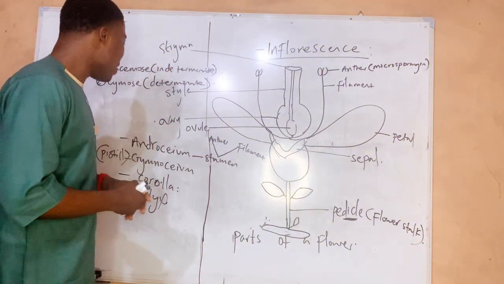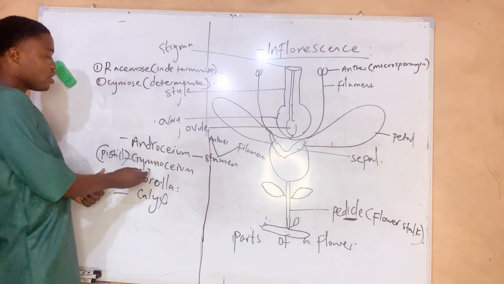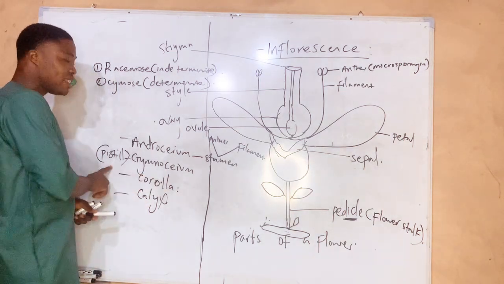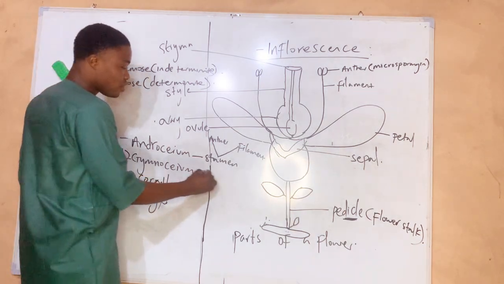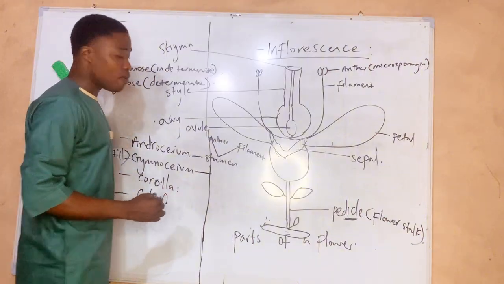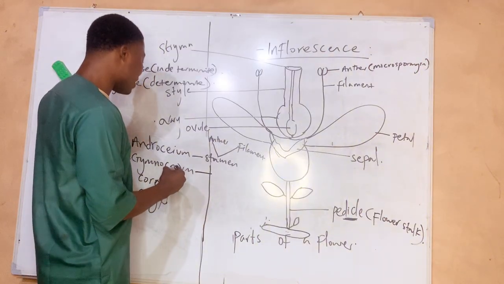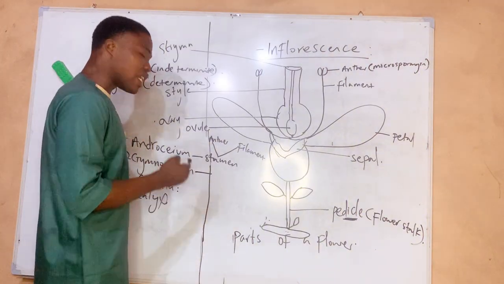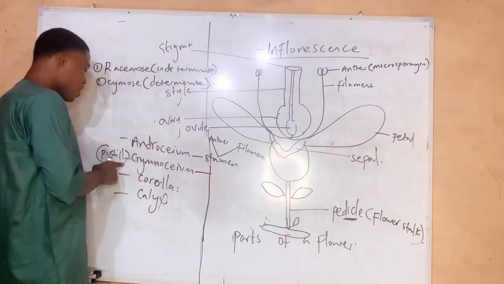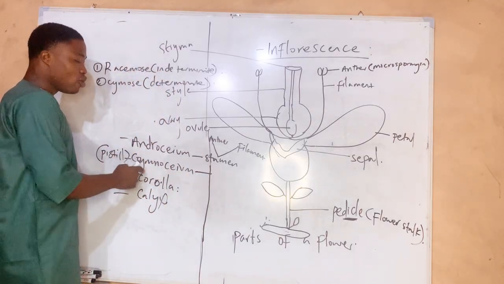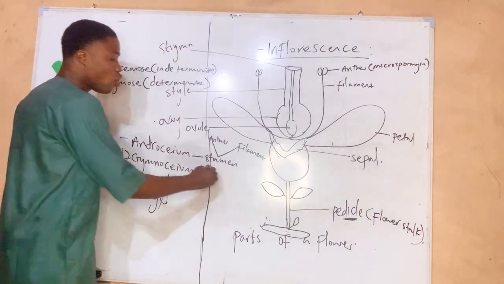Now the female part of the flower is called the gynoecium or pistil. The pistil has various parts. Well, this is it. Now, a pistil or a gynoecium is a collection of carpels.